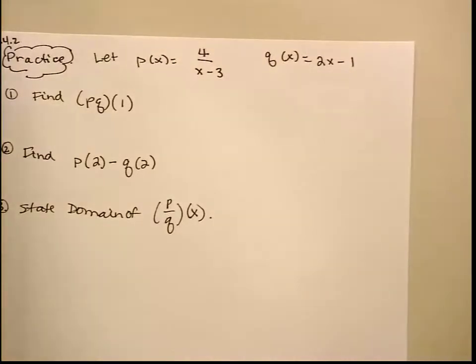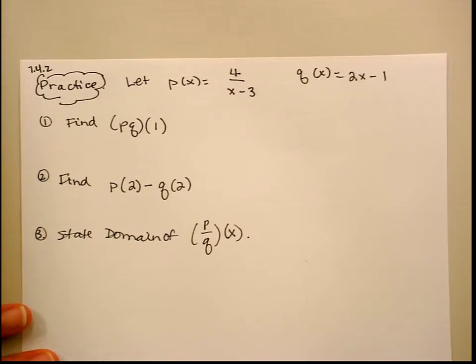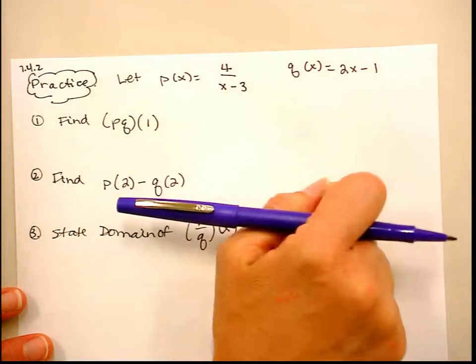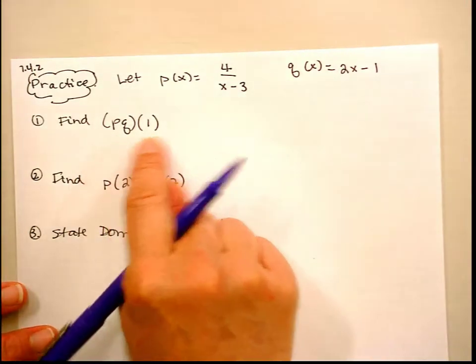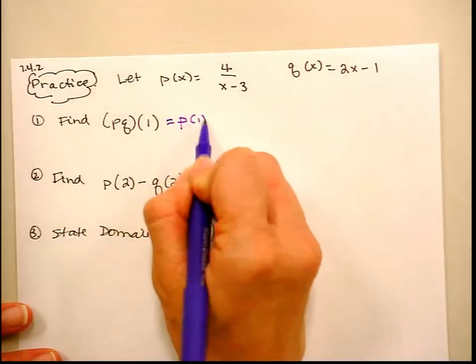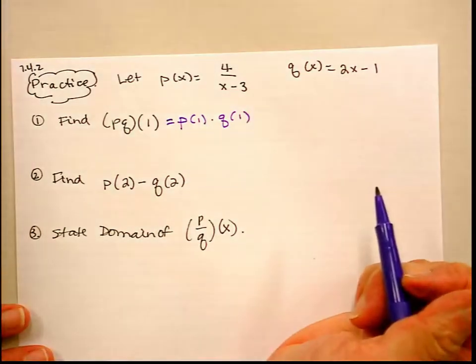Okay, I didn't have very many notes for this because, like I said, it's pretty intuitive. So maybe we'll add a few more on at the bottom here, but if you want to practice this, I have two new functions. I have p of x and I have q of x. First thing I ask you to do is, this is our multiplication, so p times q of 1. So we find p of 1, we find q of 1, and we multiply them, just like that.